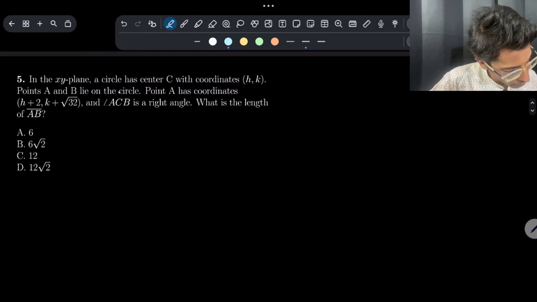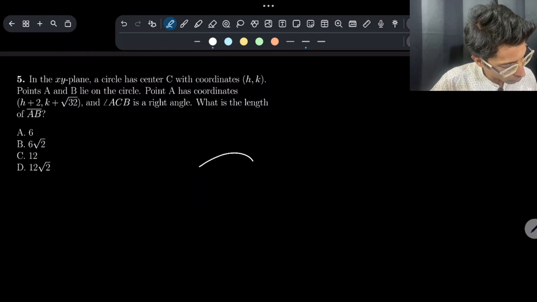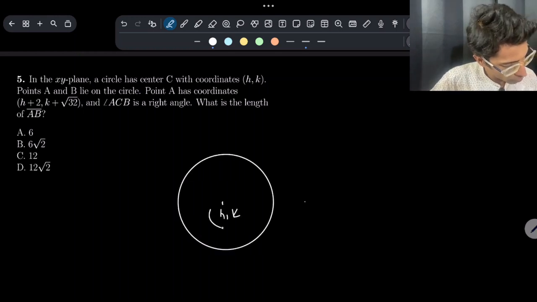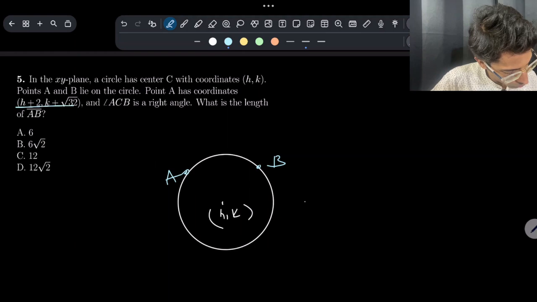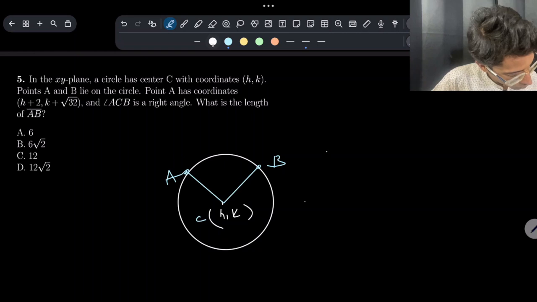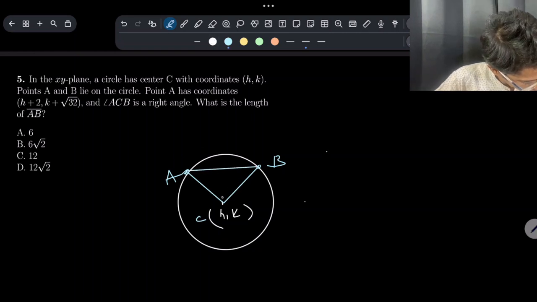In the xy plane, a circle has center C with coordinates h comma 5. Points A and B lie on the circle. So let me draw a circle quickly. Center C, h comma k is the center. There are 2 points A and B. Point A has coordinates. Okay, this is the coordinate of A. And ACB is a right angle. So this is the center. So ACB is a right angle. Let me draw that quickly. So this is the right angle.